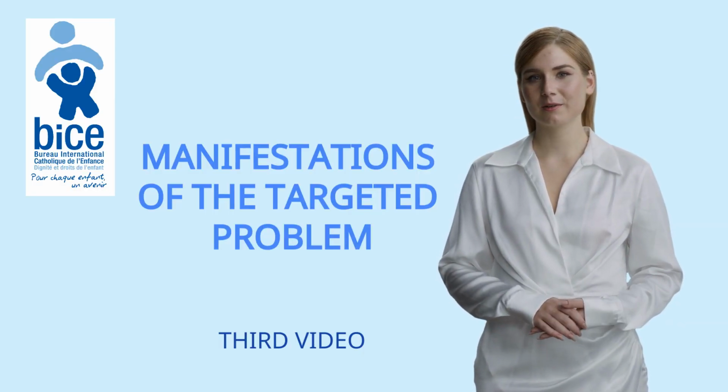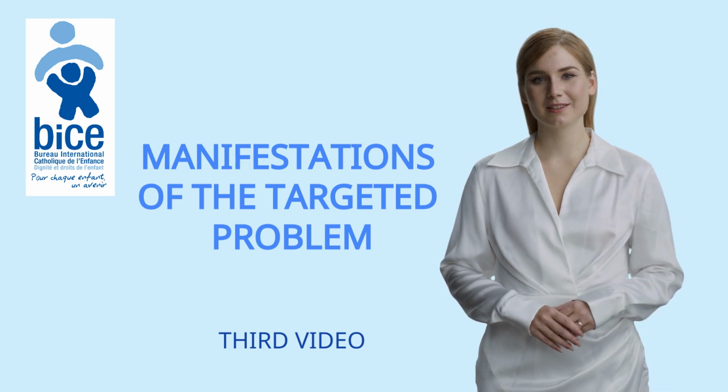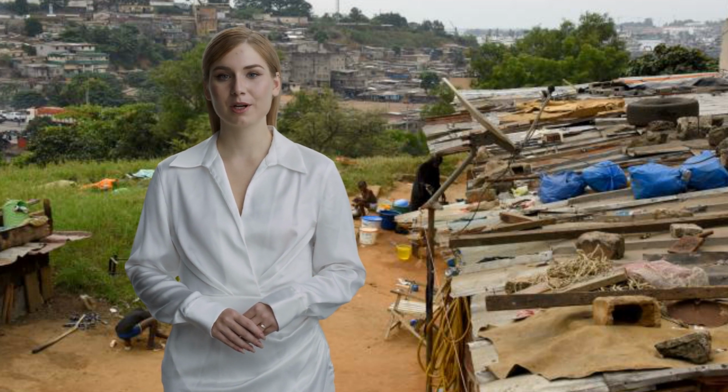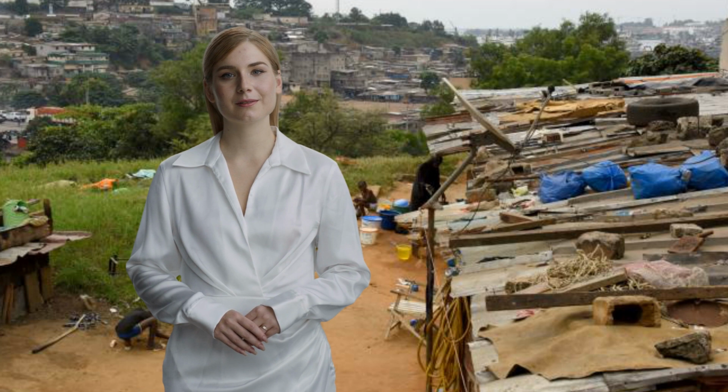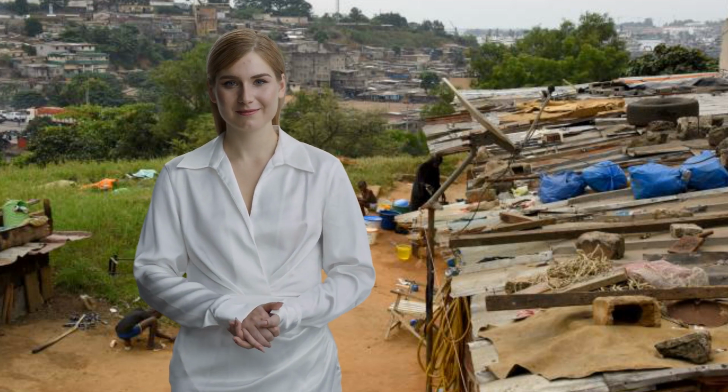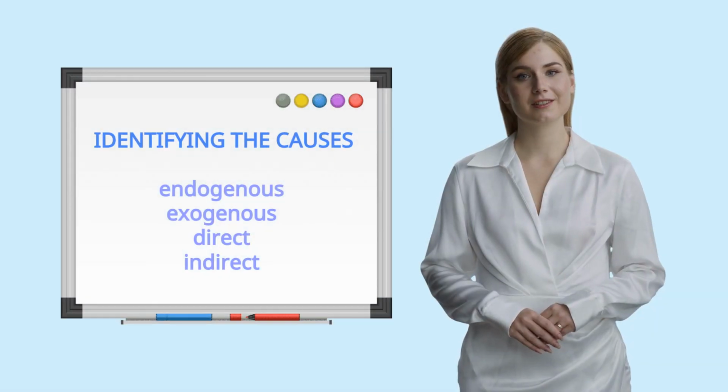Welcome to the third video in the Bessie Advocacy Manual series. How does the targeted problem affect people or the environment? The question is how the problem manifests itself. This involves analyzing the causes and consequences of the targeted problem. Let's start with the causes.